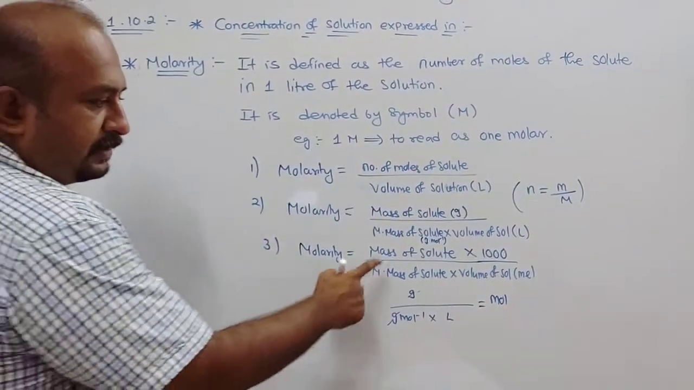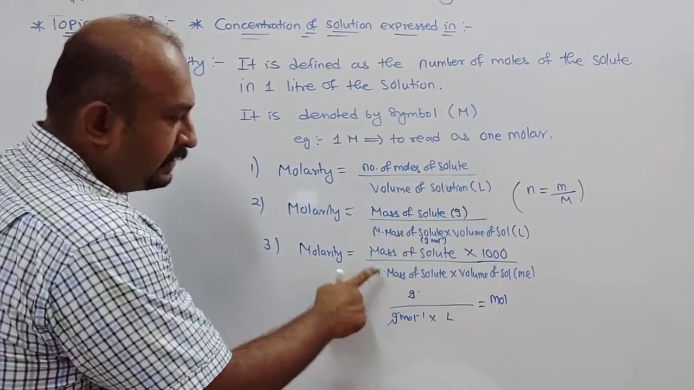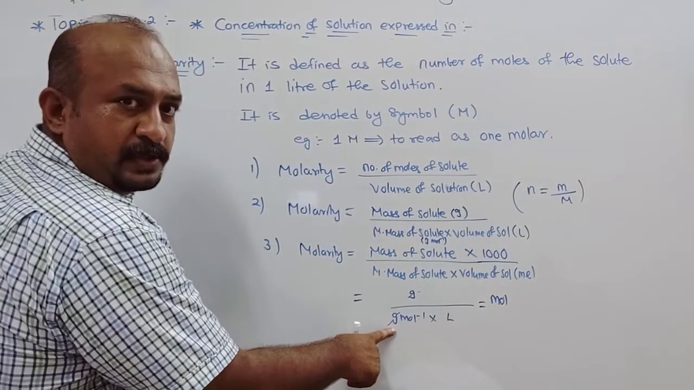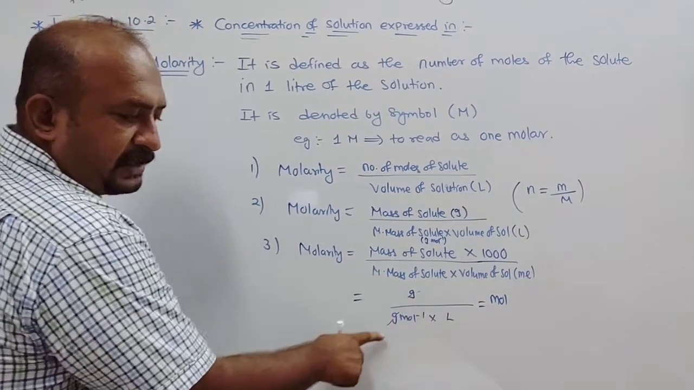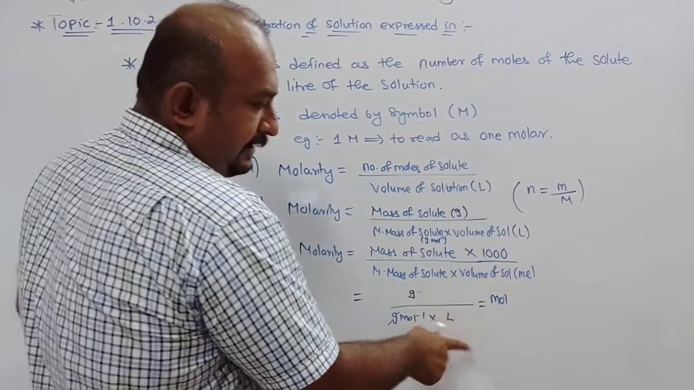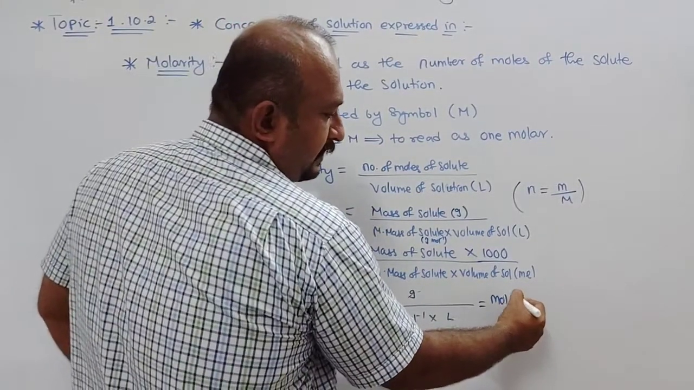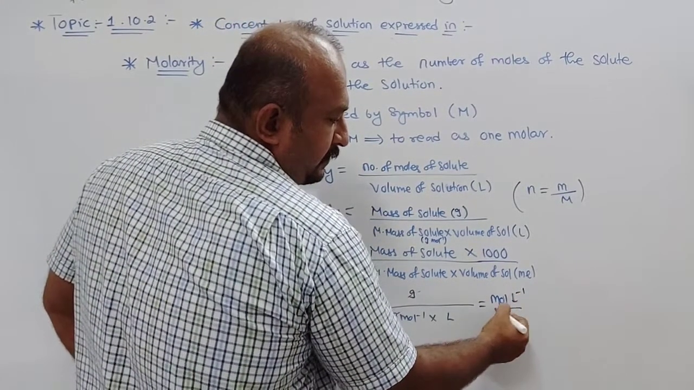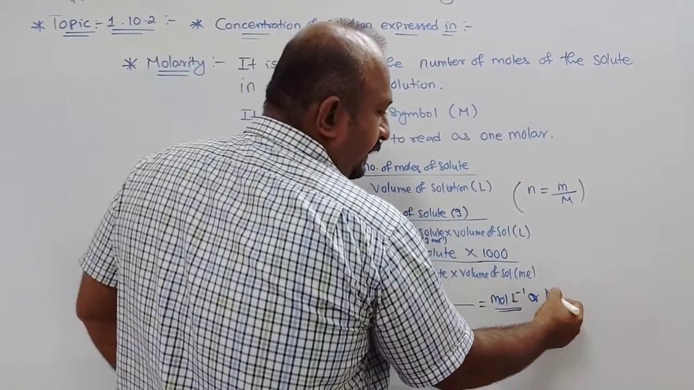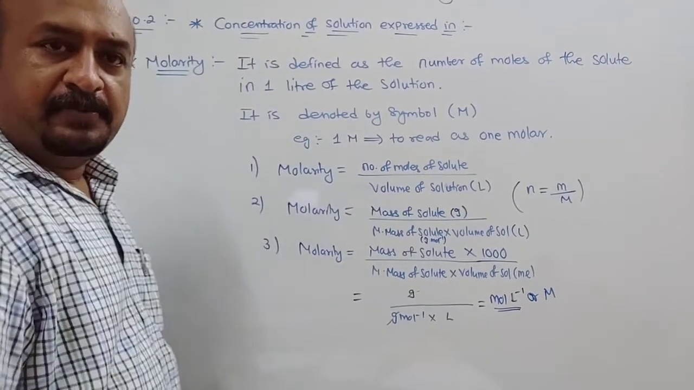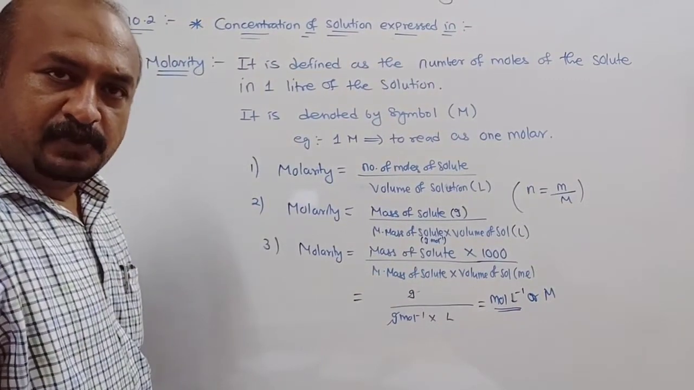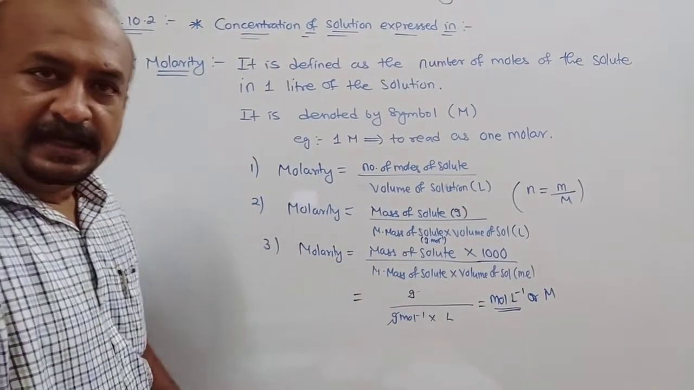Okay. You can see here, mass of solute is in gram, molar mass of solute is in gram mole inverse, into liter. So gram will get cancelled, mole will go in the numerator, and liter in the denominator, so mole liter inverse. Either you can write this mole liter inverse as a unit, or you can write this as capital M, that is molarity, molar what we call. Understood? So this is the unit of molarity, mole liter inverse.